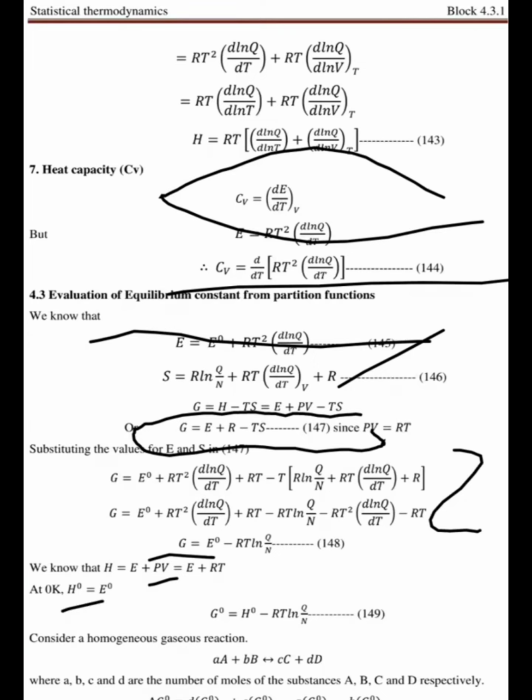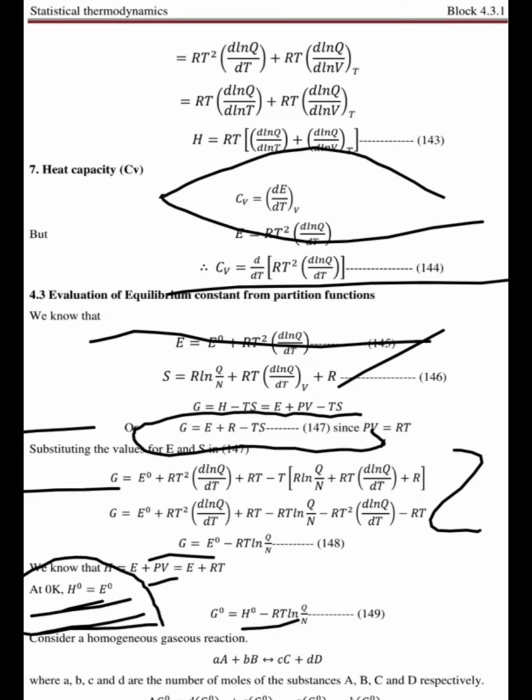H is the enthalpy. So enthalpy of energy, H naught is equal to E naught, means the molecules present in the E naught energy level 0. So the enthalpy, heat content, is equal to the energy of the system, energy in the level 0. So it can be written as G naught is equal to H naught minus RT ln of Q by N.